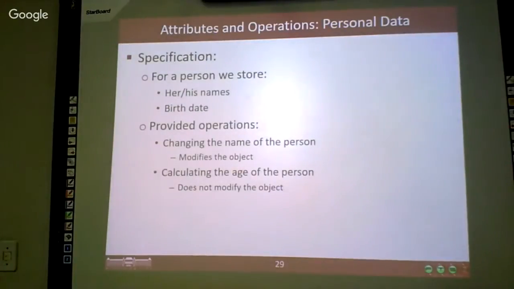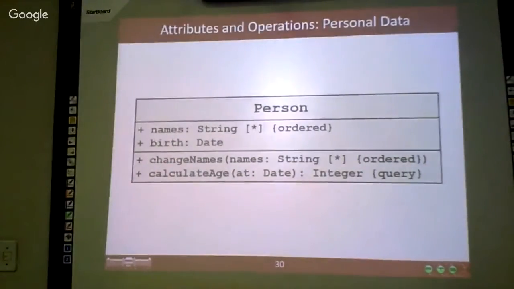And we will store personal data such as names and birth date, and we will provide operations. For example, we can change the name of the person, which will modify the object, or we can calculate the age of the person, which doesn't modify the object. And how can we do this? Here you can see a person class with all the attributes and operations.